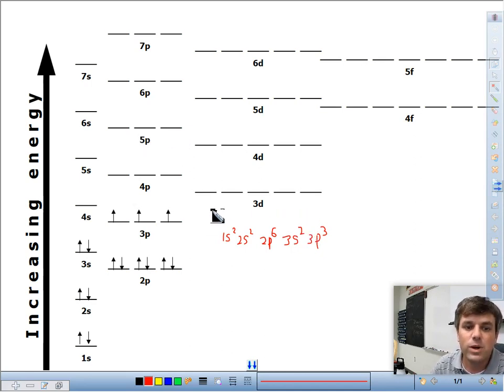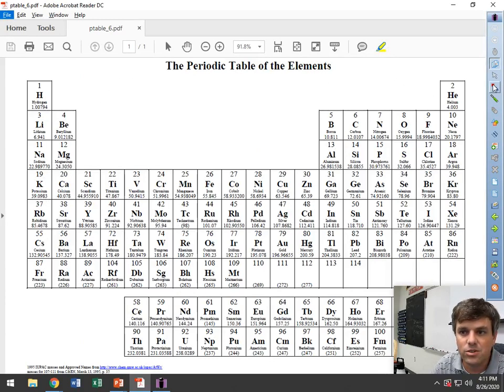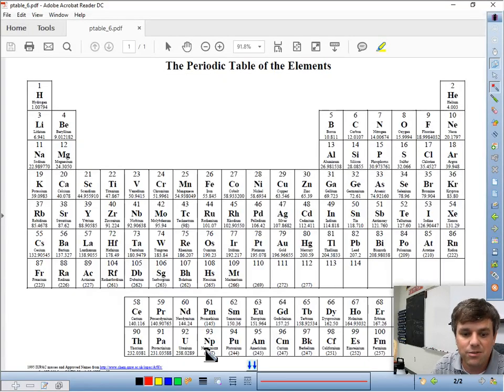But there's a way to figure this out without using this orbital diagram at all. We can just look at the periodic table. So to do that, I'm going to make a few modifications to my periodic table. I'm going to pretend that helium sits right here. All right, and then we got our rows. We got row 1, row 2, row 3, row 4, row 5, row 6, and row 7.